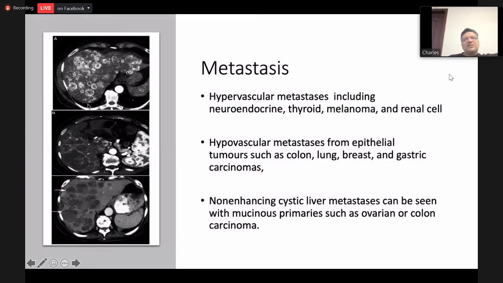Metastatic lesions can be hypervascular, as seen in neuroendocrine tumors, thyroid, melanoma, or renal cell carcinoma. They may be hypovascular, as seen in epithelial tumors like colon, lung, breast, or gastric carcinomas. Or it may be cystic metastasis, as seen in mucinous primaries of the ovary and colon. So you can have various types of metastasis, and mainly the diagnosis is made from the history and the imaging.